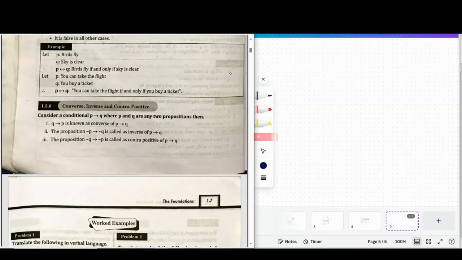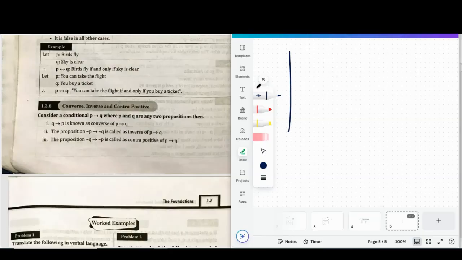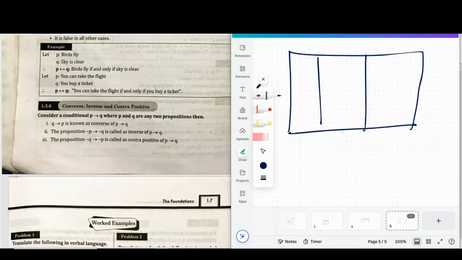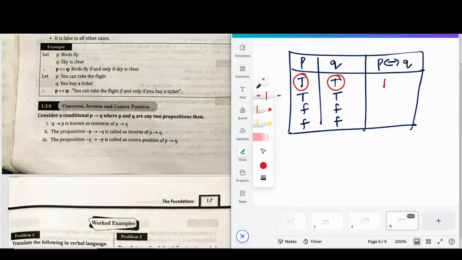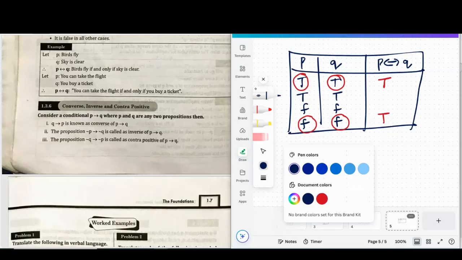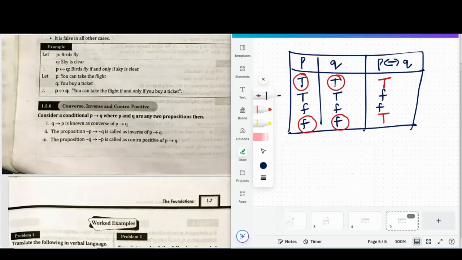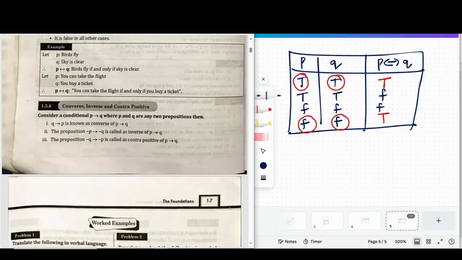What will be the table for this biconditional or double implication? It is P, Q, P double implication Q. P is T, T, F, F and Q is T, F, T, F. What will be the result for double implication? When it is T and T, the answer is true. When it is false and false, it is also true. Otherwise, the answer will be false for double implication.